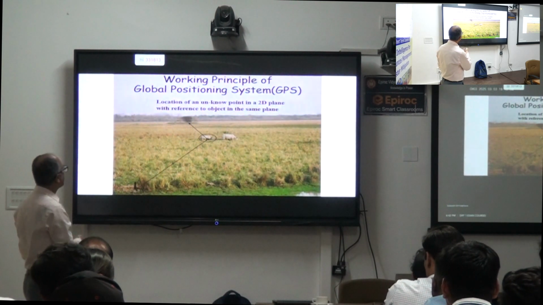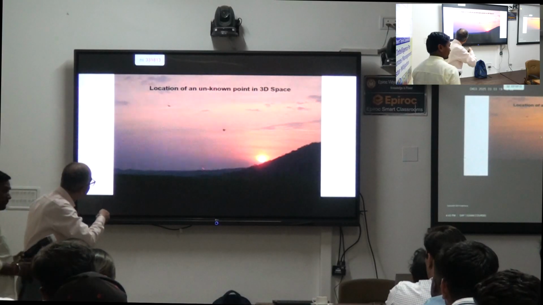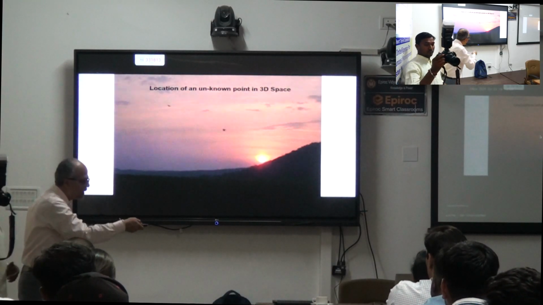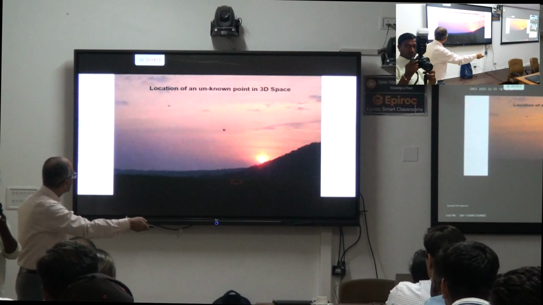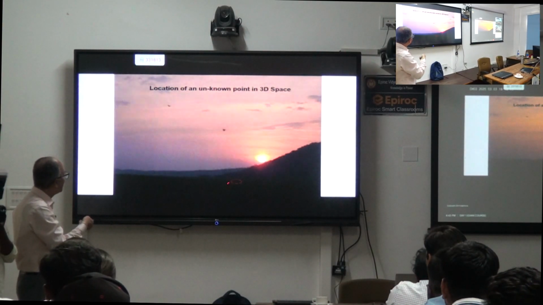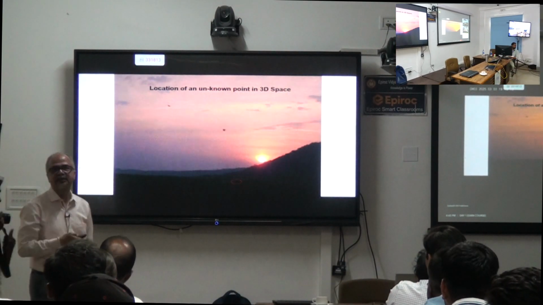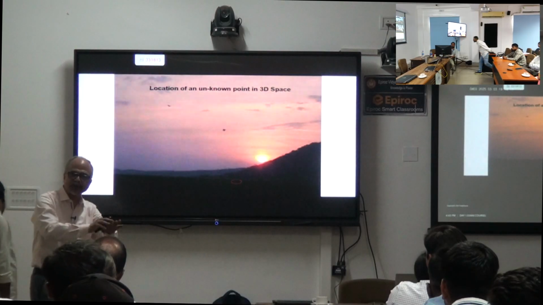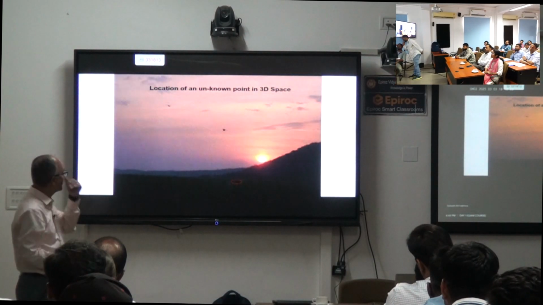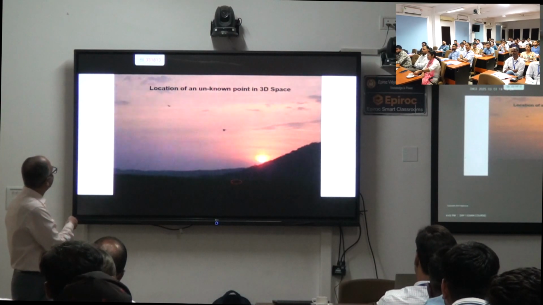So now, coming from this very fundamental, I'll go to another situation. This is not visible, but there is a small house located at this point. Now if I want to find the location of this house, I am coming to a 3D plane. Earlier it was on a horizontal plane, but now it is in a 3D plane.